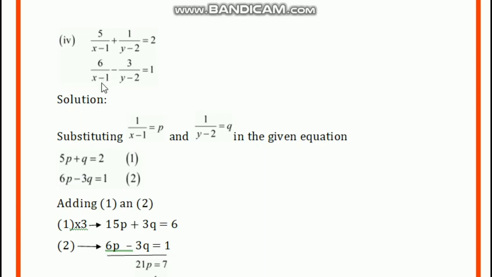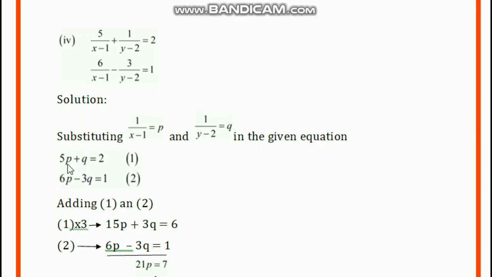Here the second equation, 6 divided by x minus 1 minus 3 divided by y minus 2. 6 into 1 divided by x minus 1. So 6p minus 3q equal to 1. That is the second equation. Here also I am going to use the elimination method. So first equation, see this, their coefficients are different. So here I am going to add these two equations because this is positive and this one is negative. Here I am going to eliminate q, the variable q.